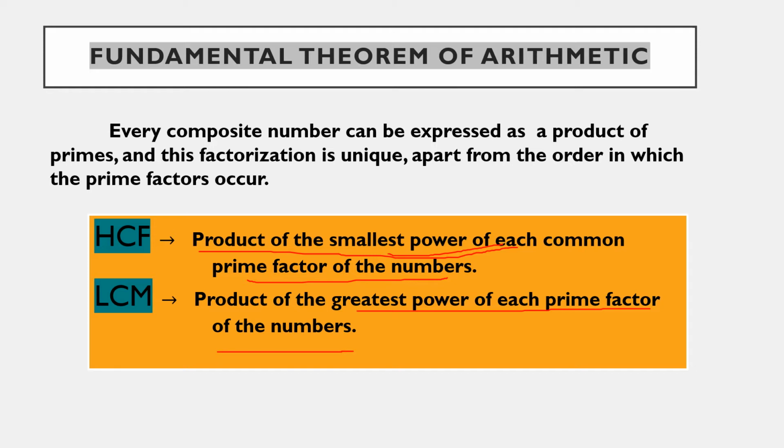What is this product of smallest power of each common prime factor, and what is this one? I will come to understand when you go forward. Here you should remember one word, that is common, and here greatest power. For HCF, smallest power, common. Only from the common things you should take the smallest power.